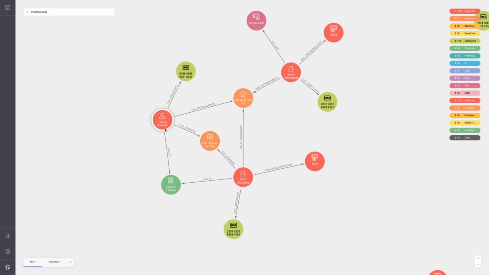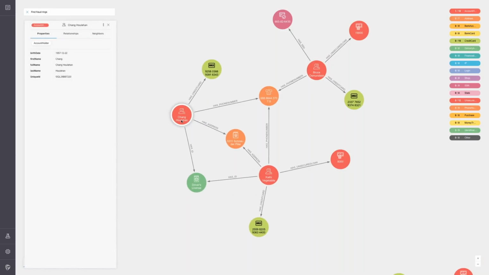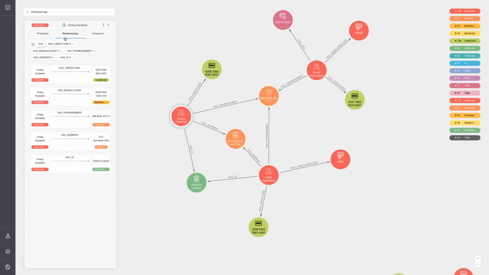Okay. Just to show you a little bit more about how Bloom works, we can drill into some of these entities. So if I double click on Chang, I can see the properties associated with him. So these are his details, his birth date, his full name. He has a unique identifier in our system. I can see all of the relationships that are associated with him. So they, I don't think they're all out, no.